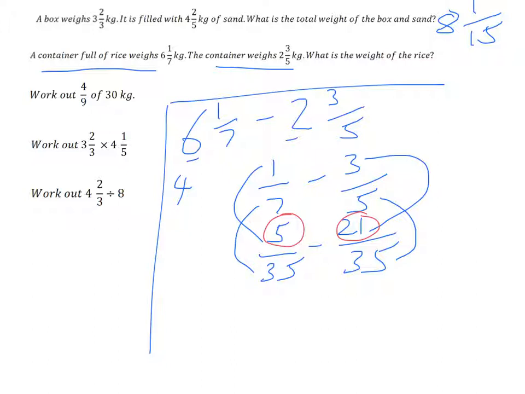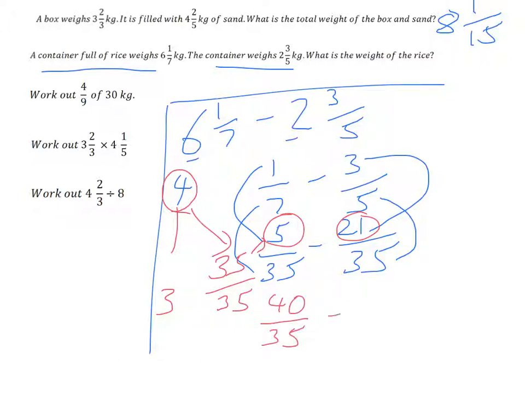I've got a problem here because I want to take away 21 from 5, can't do that. So I need to come back to my whole number here, and I want to borrow one of those. So that 4, I'm going to take 1 out of that to make it a 3, and that 1's going to come in here as 35 over 35, adding on to this one here to give me 40 out of 35, take away 21 out of 35.